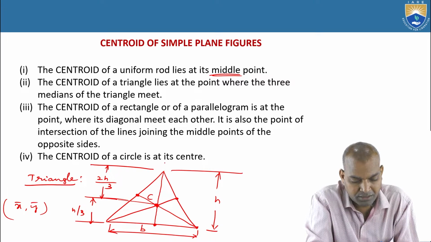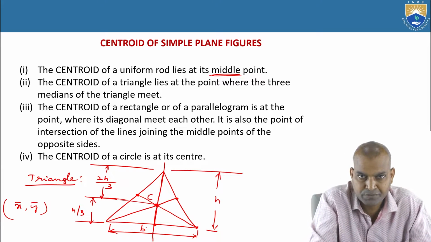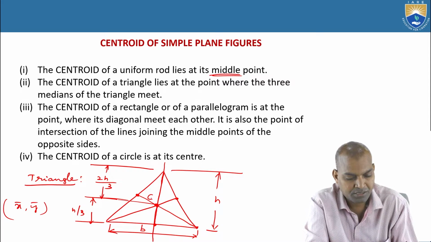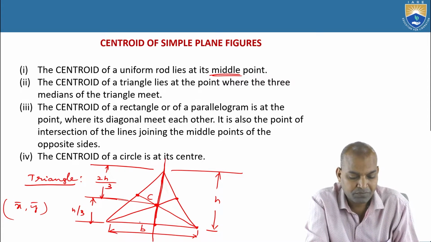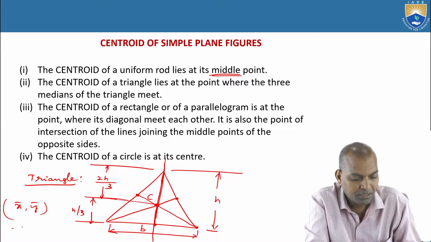It is symmetrical about the y-axis. We are going to discuss what are symmetrical and unsymmetrical sections. So here it is symmetrical about the reference axis, and on this reference axis the centroid will be there. So what is bar x? Bar x equals 0 and bar y equals h by 3.